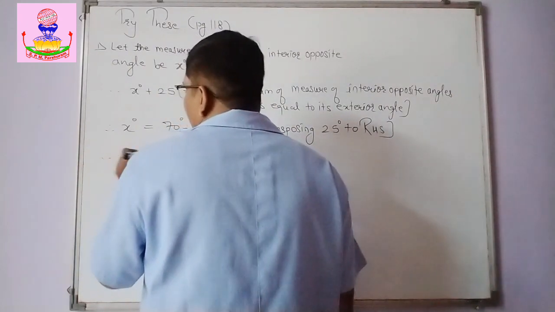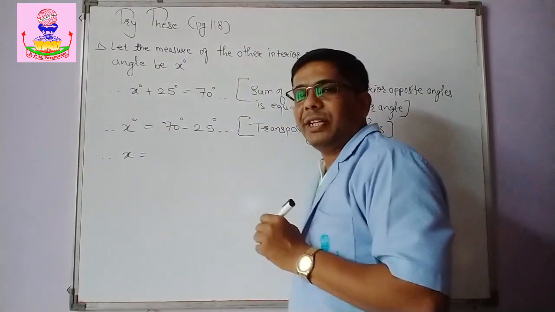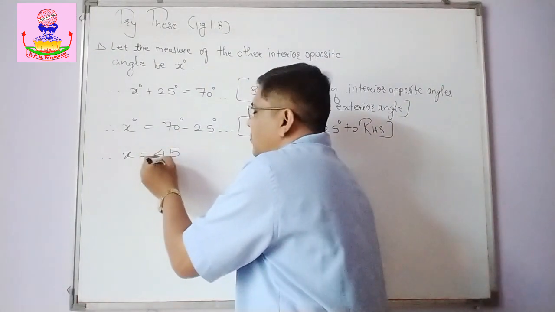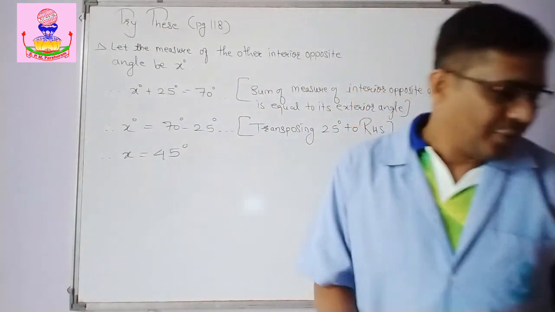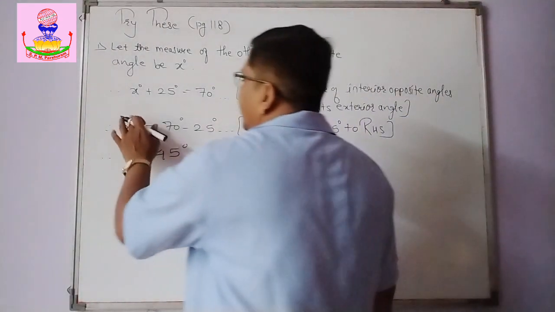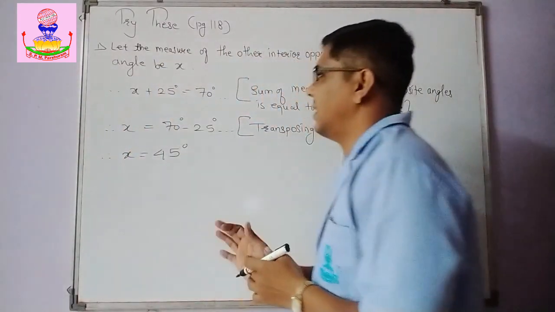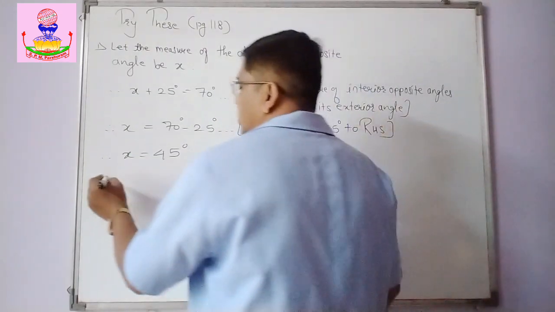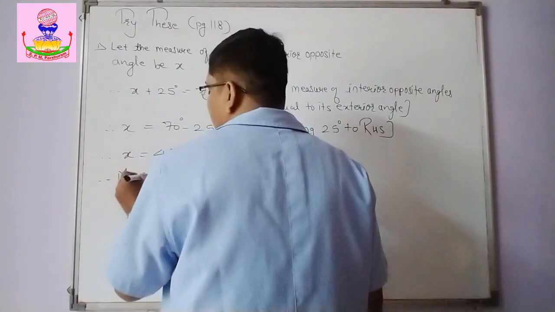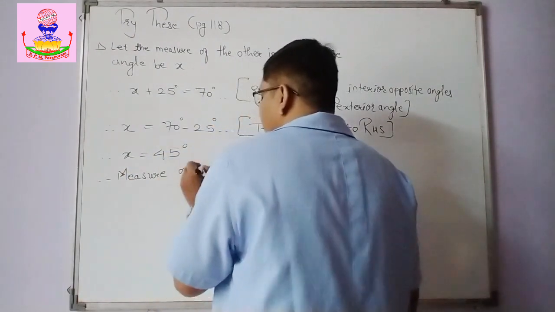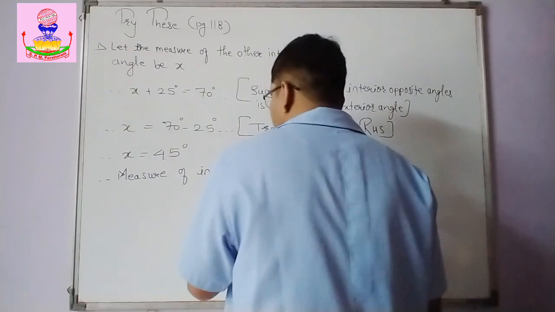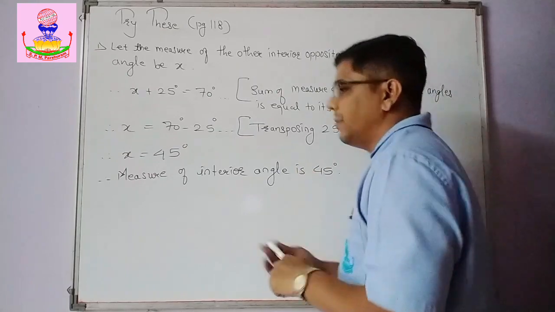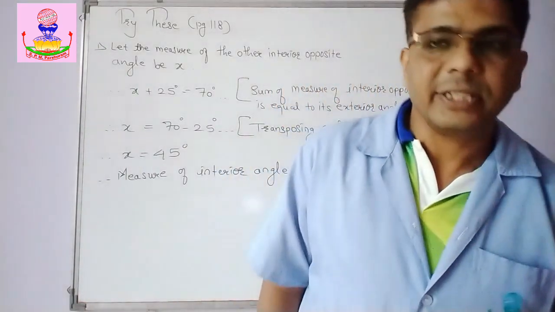So therefore x is equal to, so what is x? 10 minus 5, 5. 6 minus 2, 4. So what is the measure of x? 45 degrees. Okay, so don't take your degrees for x, you take it as x, and measure of angle be x. Otherwise it will be confusing. So therefore the measure of interior angle is 45 degree.